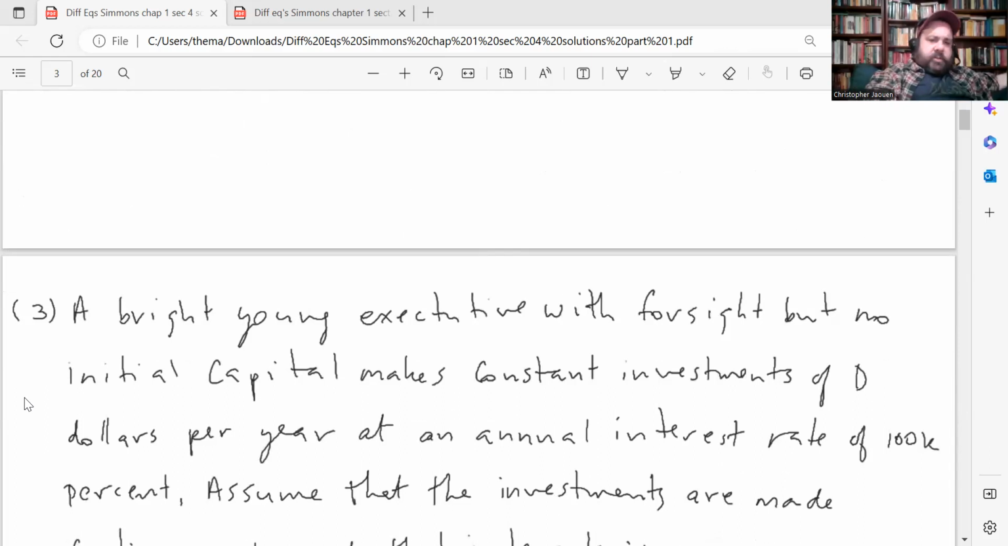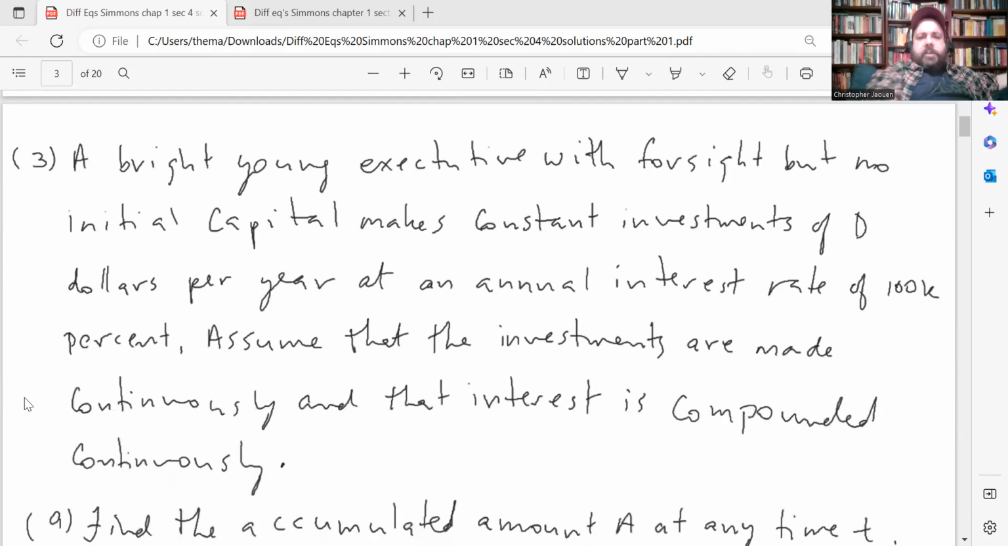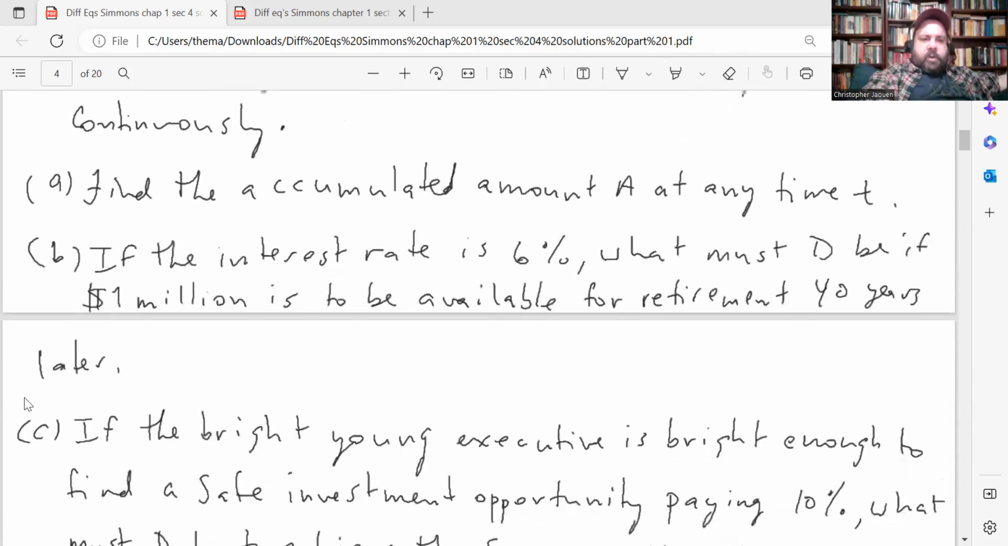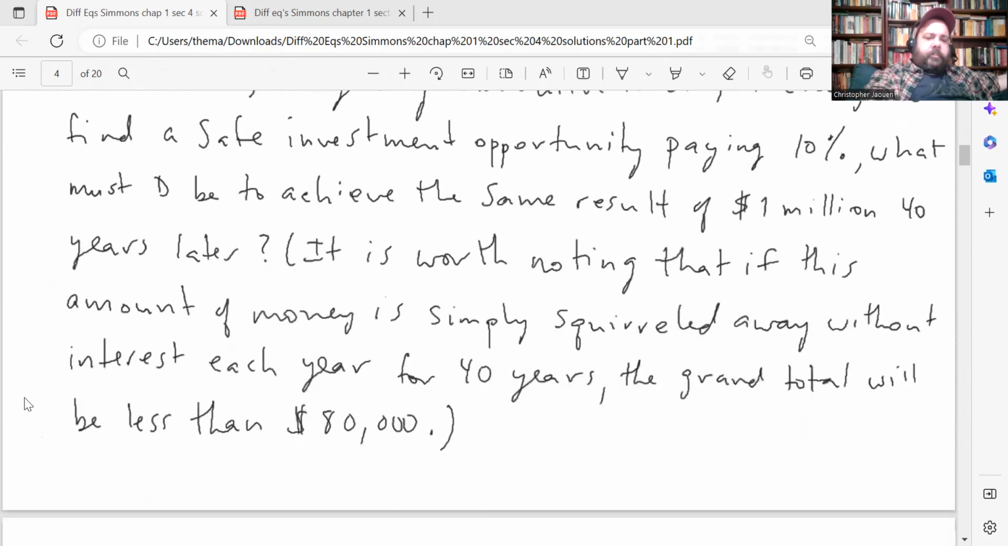I skipped over question number 2, I guess. Here's question number 3, though. A bright young executive with foresight but no initial capital makes constant investments of $D per year at an annual interest rate of 100K%. Assume that the investments are made continuously and that interest is compounded continuously. And there's a bunch of parts to this. We'll take them one at a time. Part A asks us to find the accumulated amount A at any time t. So let's start with that part.